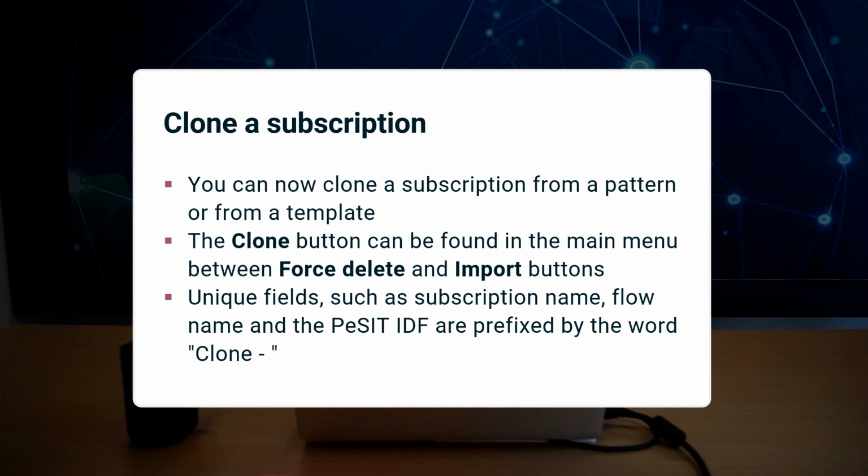The clone button can be found in the main menu between Force Delete and Import buttons. A new subscription page opens when cloning, displaying all pre-filled data that comes from the original subscription. Unique fields such as subscription name, flow name, and PESIT identifier are prefixed by the word clone.